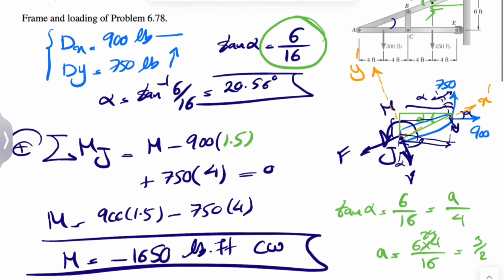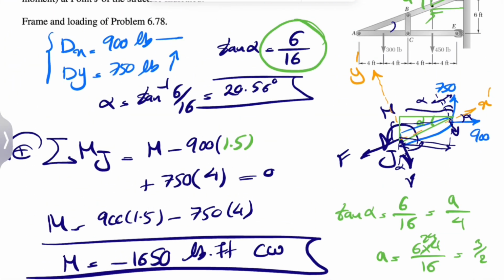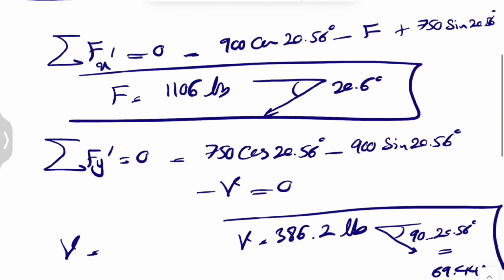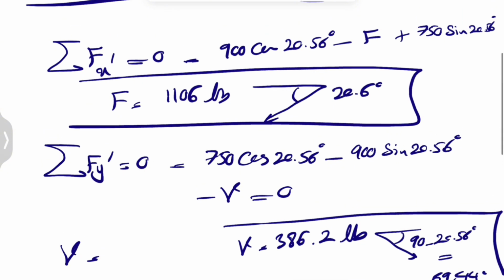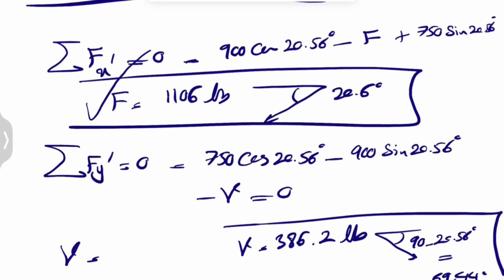Again, if we want to go with our normal x and y, we have to break down each of these two into x and y components. That means we have to solve two equations with two unknowns, which would be more complicated than what we did in here. In one shot, our Fx prime gave us F, and Fy prime gave us V. So it's going to save us some time, and solving those two equations will be much harder than this.